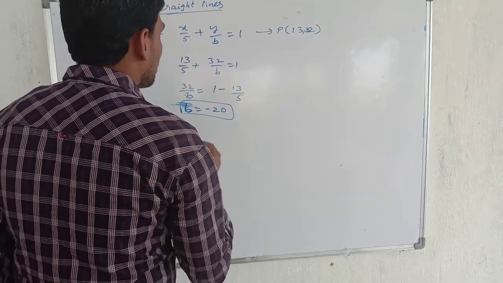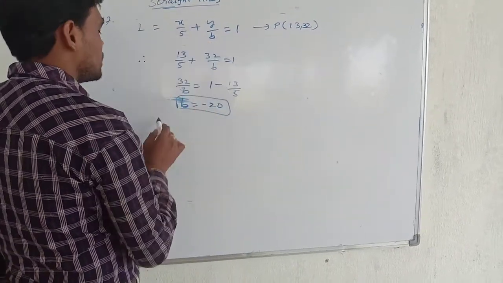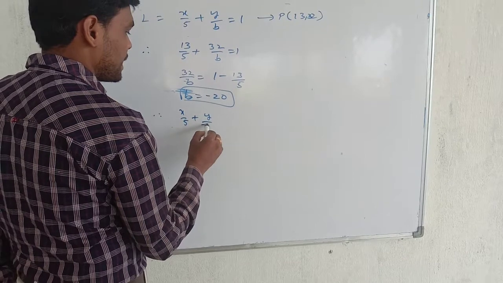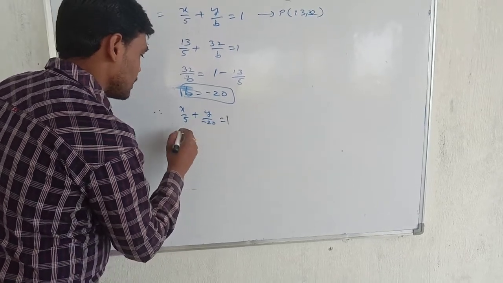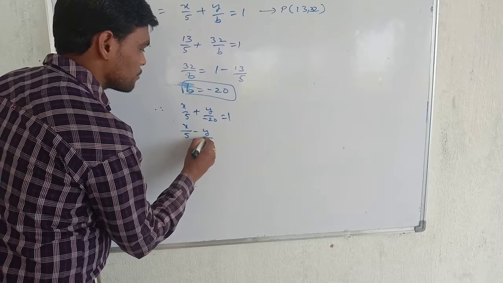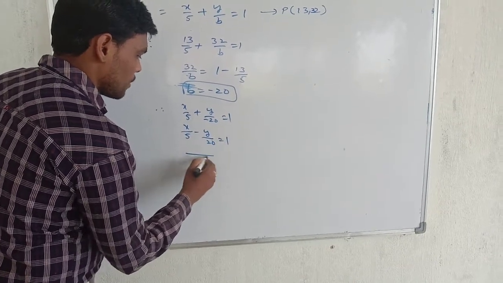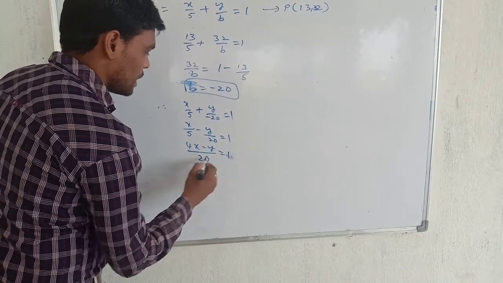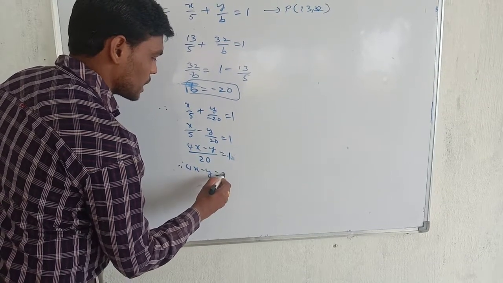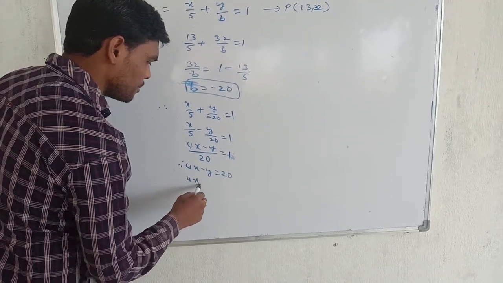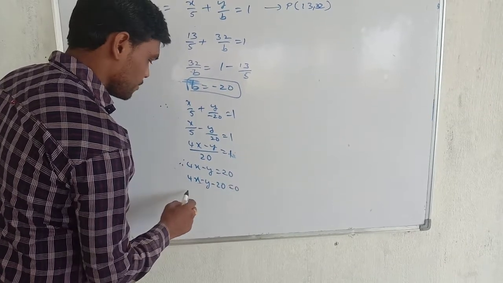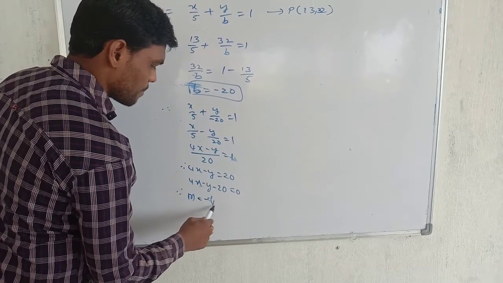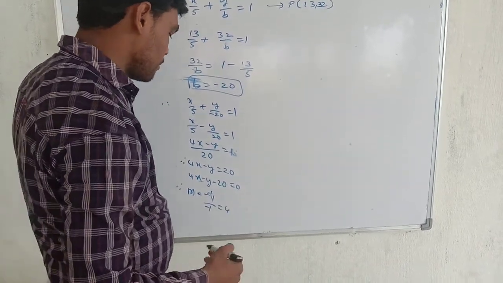Substituting this value in the line, x by 5 plus y by minus 20 is equal to 1, and therefore x by 5 minus y by 20 is equal to 1. Now the LCM is 20, so 4x minus y is equal to 20, and therefore 4x minus y minus 20 is equal to 0. Now the slope of this line is m is equal to minus 4 by minus 1, which is m is equal to 4.